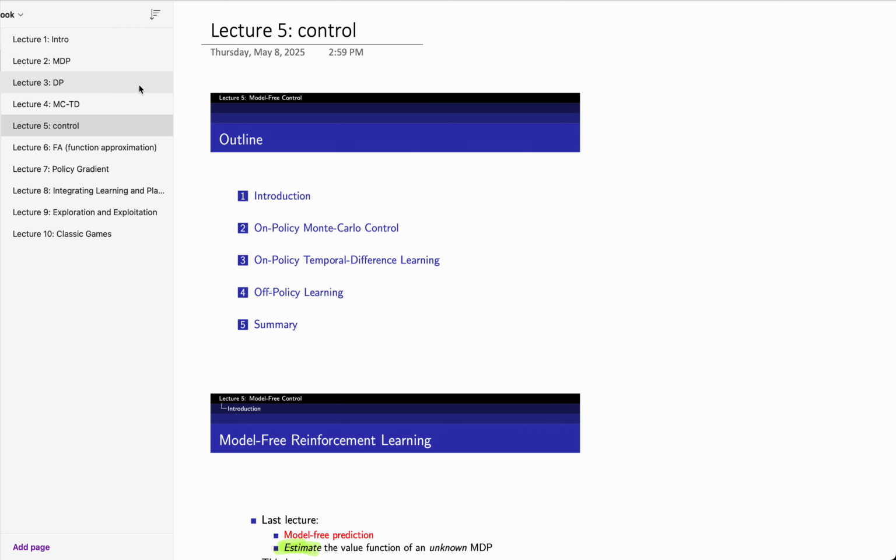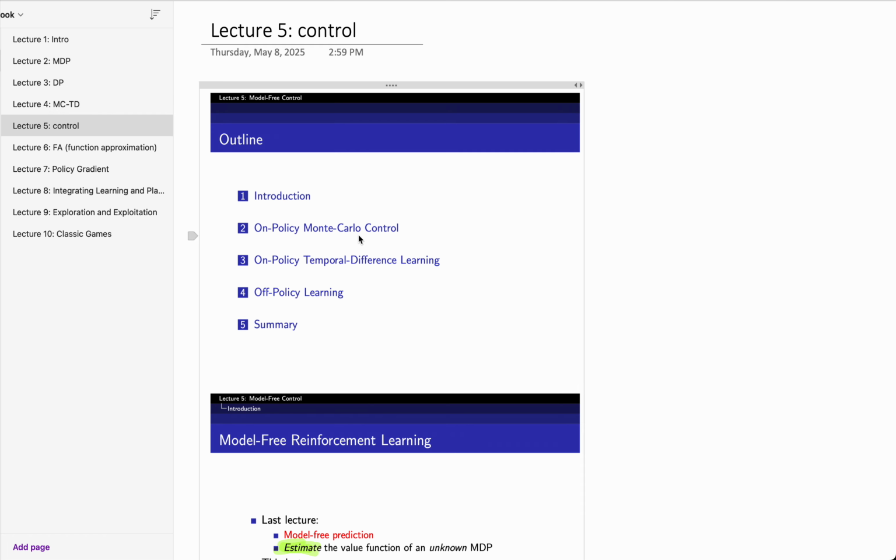Compared to value iteration, you just keep iteratively updating the value functions without updating the policies, but the policies can be derived from the values. Then Monte Carlo and TD learning, to do sampling in order to update the value functions.